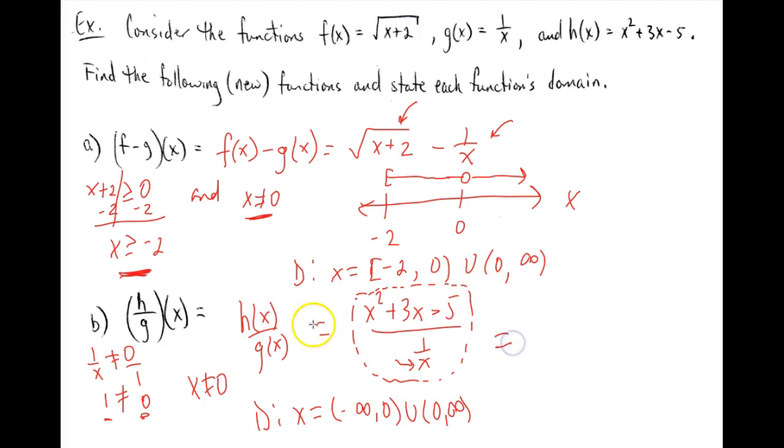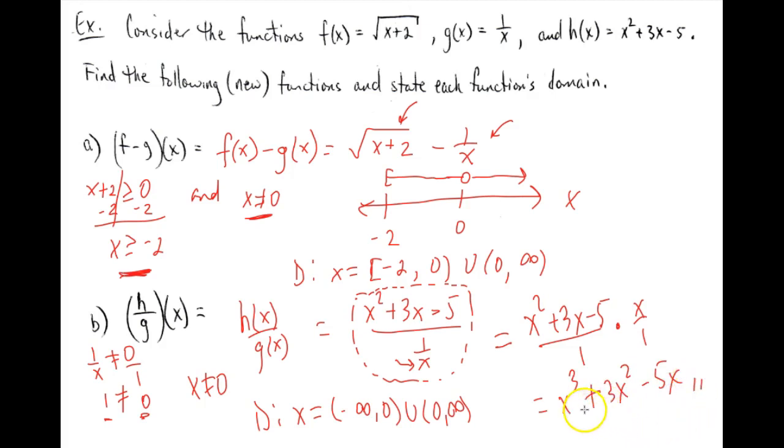If we now want to figure out what this function would look like, we keep the same principle as before: keep, put that over 1, change, and then flip. Then this would look like x cubed plus 3x squared minus 5x. The difference here is that even though it looks that way, we cannot plug 0 into this function based on how it was formed.